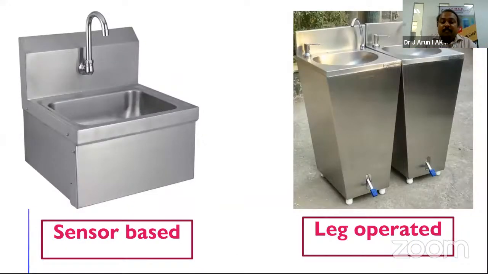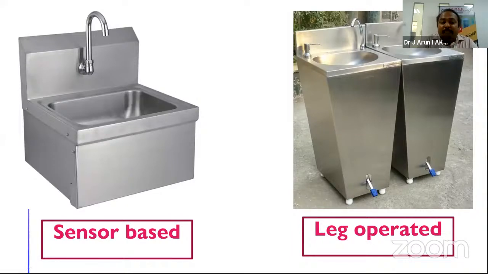And for example, you need to keep a wash basin in the park for the current pandemic situation. One is sensor based and another one is leg operated. Which one can you go for? This time you can go for leg operated, because due to power failure or sensor malfunction, the sensor one won't work. So the leg operated one might be easier for that.